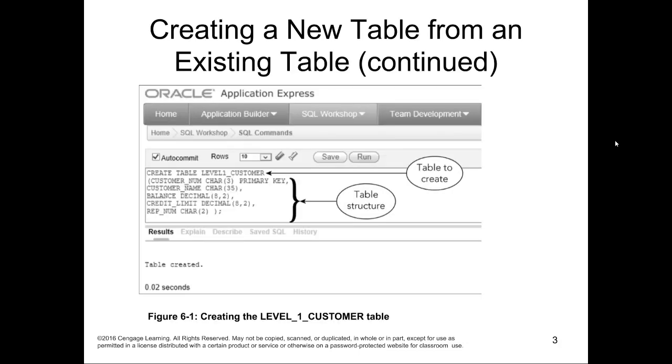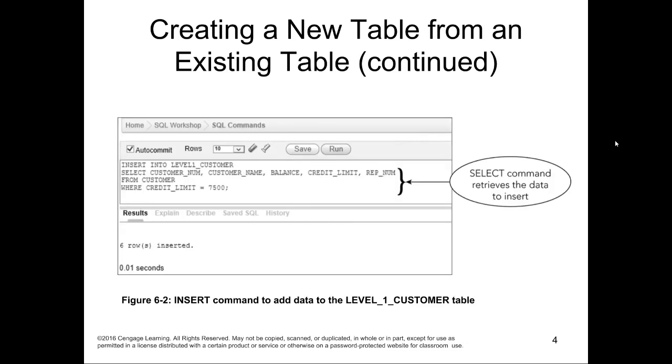So here we are creating a level 1 customer table. It resembles the original customer table. And so we essentially create a table called level 1 customer, and it has all of the information that we have in the actual customer table. But here's the fun. This is where we can actually insert the data that's currently in the customer table, from the existing customer table into our level 1 customer table.